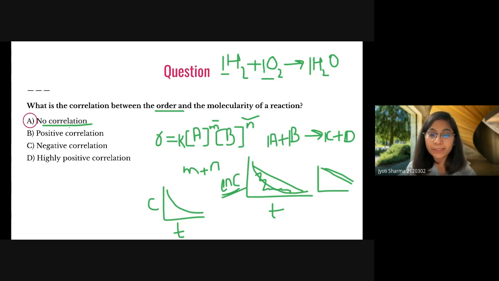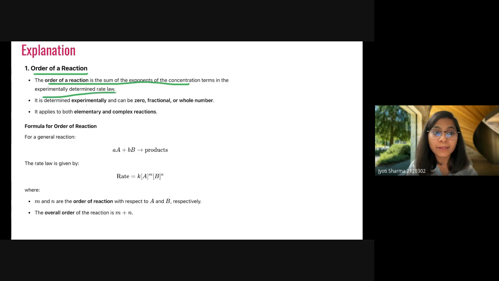So, okay, let's see again. This is the order of the reaction. The order of the reaction is the sum of the exponents of the concentration terms in the experimentally determined rate law. It can be determined experimentally and can be zero, fractional, or a whole number. Just keep in mind, because we are calculating this experimentally, it can be zero, fractional, or a whole number, and we can apply this to elementary and complex reactions.